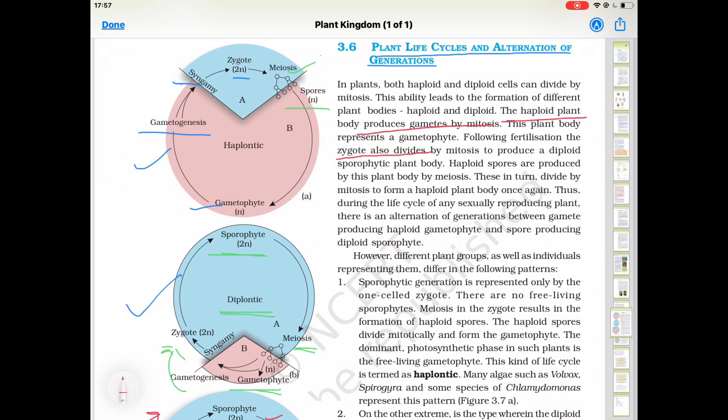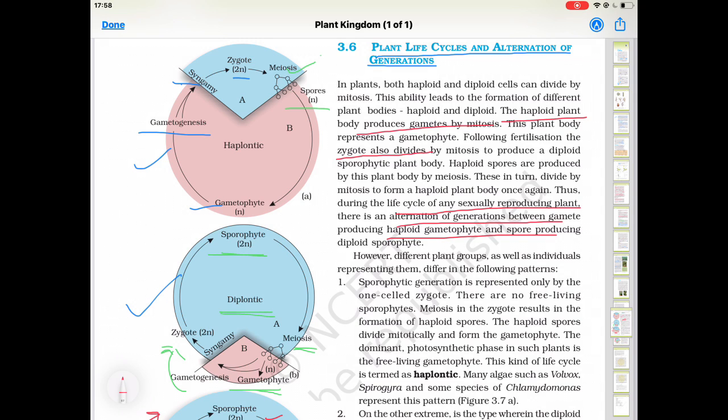In some cases, haploid spores are produced by this plant body by meiosis. These in turn divide by mitosis to form haploid plant body once again. Thus, during the life cycle of any sexual reproducing plants, there is an alternation of generation between gamete producing haploid gametophytic and spore producing diploid sporophytic.